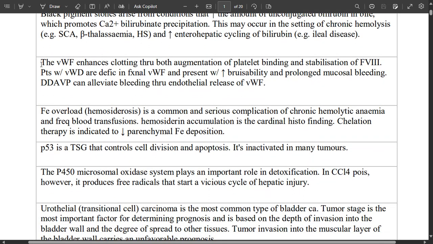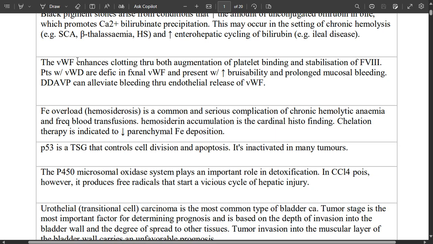So now let's talk about von Willebrand factor. Von Willebrand factor is actually present inside the endothelium. It enhances platelet binding in the injured vessels. The endothelium has collagen fibers, which are exposed during any sort of injury, and platelets bind there. It also helps in the stabilization of factor 8.